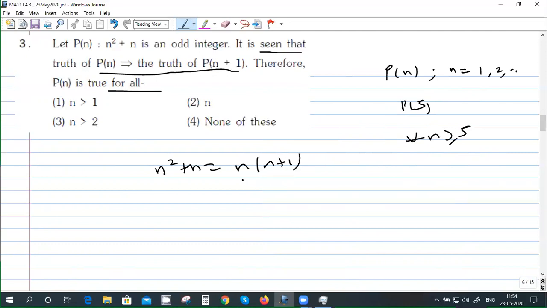There are only two possibilities. If n is even, this is odd, right? And if n is odd, this second factor is even. Whenever I multiply any number by an even number, the result will be even. Even into odd is even, and even into even is also even. So this thing will never be true. But P of n implies P of n plus 1 is true. But P of n itself is not true in this particular case for any number.